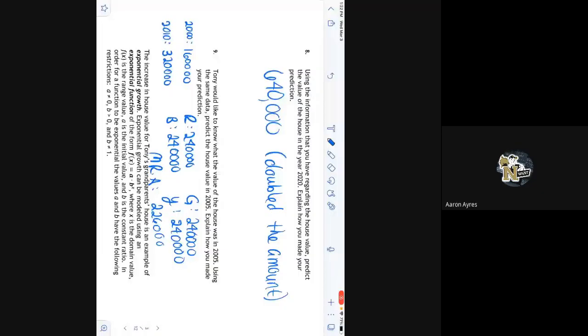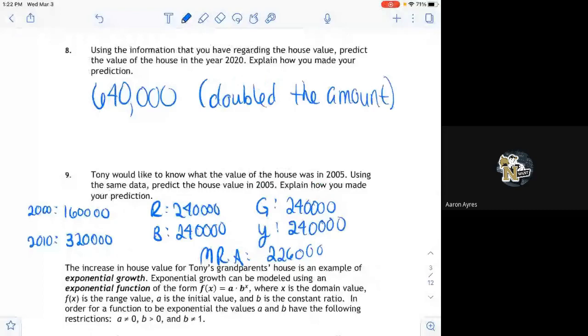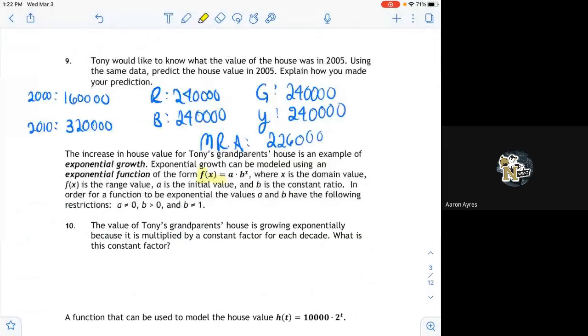So let's talk about what an exponential function looks like. In its most general form, an exponential function has this form: f of x equals a times b to the x. So this time, x is our exponent. B is our constant ratio. What was that value regarding this scenario? What was the constant ratio between decades each time? Raise your hand. Tony? 2/1. So that would be b.